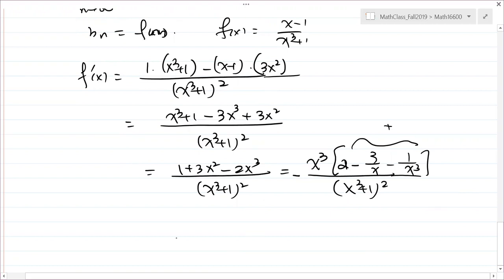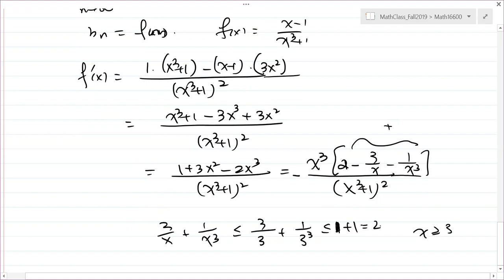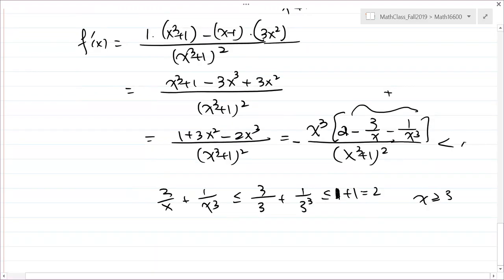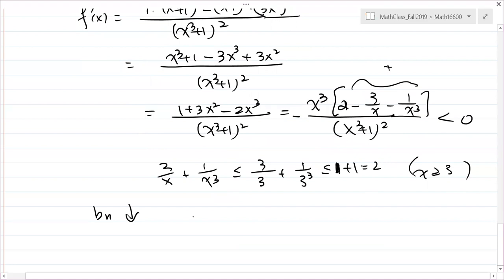Now, when is it positive? When 3 over x plus 1 over x cubed is less than 2, right? So we just assume x greater than 3. How about like that? When x is greater than 3, this is less than 3 over 3 plus 1 over 3 cubed, less than or equal to 1 plus 1, which is 2. Okay, x greater than or equal to 3 is enough. So that makes sure the derivative is going to be negative for x greater than or equal to 3. So that means Bn is decreasing for n greater than or equal to 3.